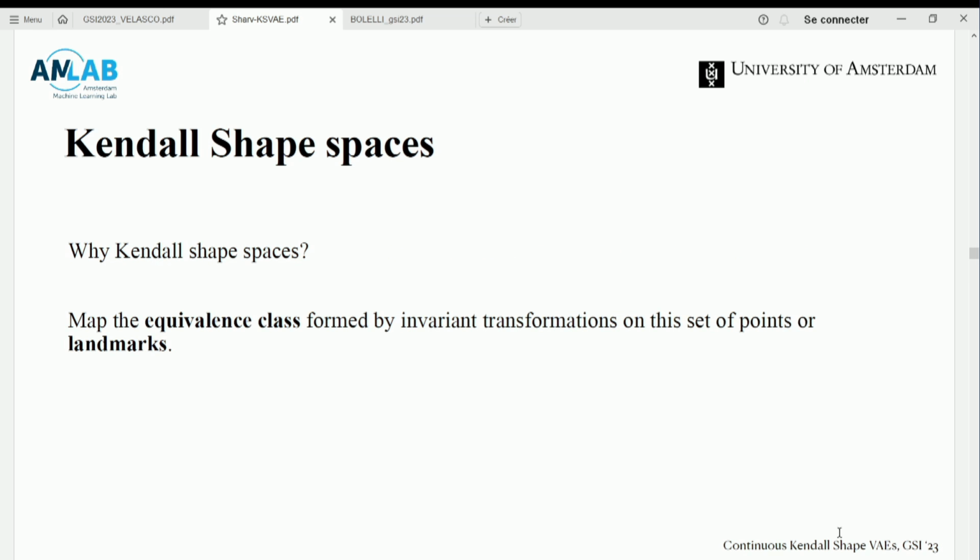The reason this makes sense is that we can map each of the equivalence classes found by the transformations using Kendall shape spaces, and then put these as points, as landmarks. So each set of these landmarks would then just be representing these equivalence classes.